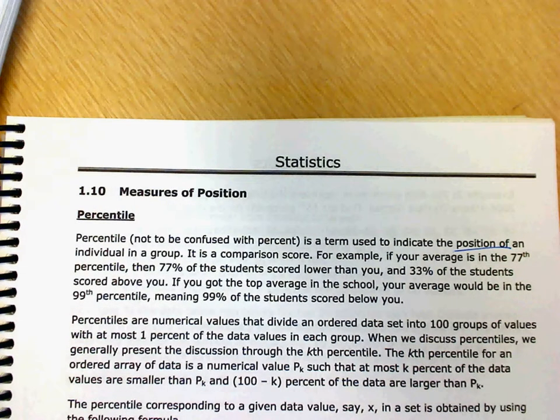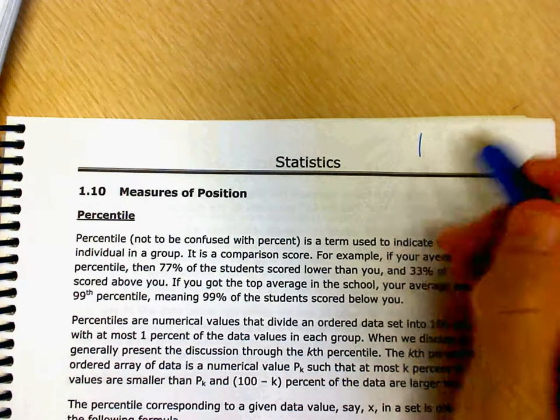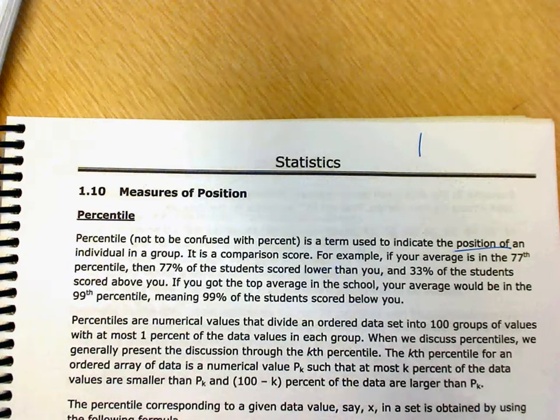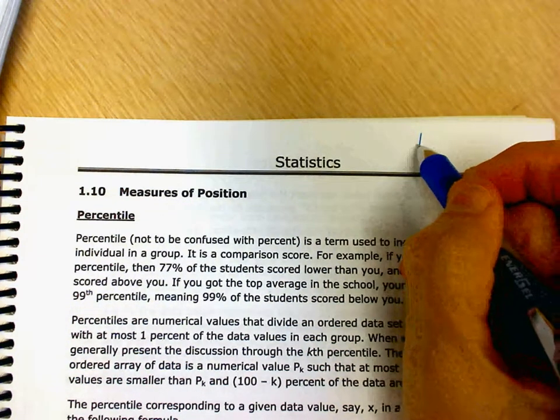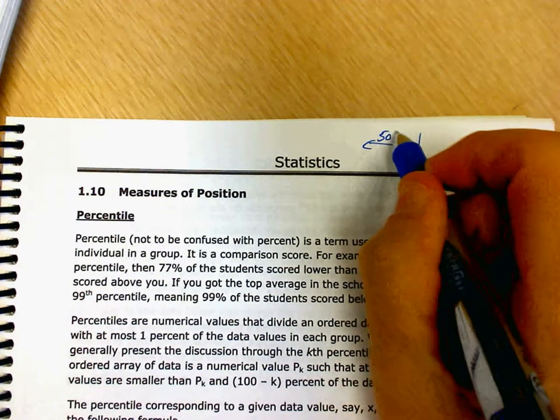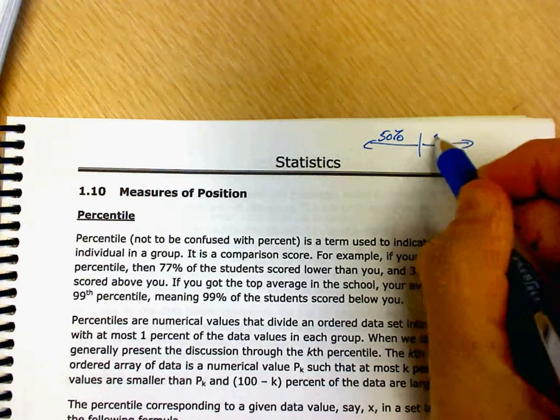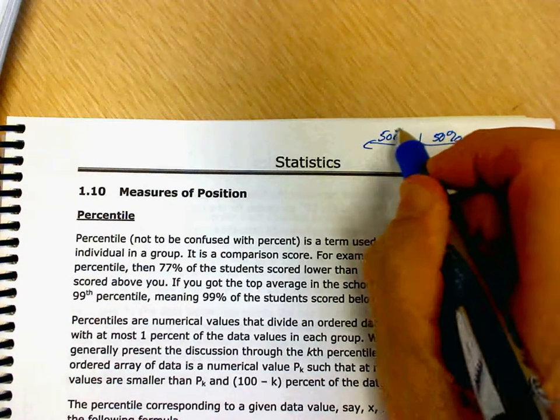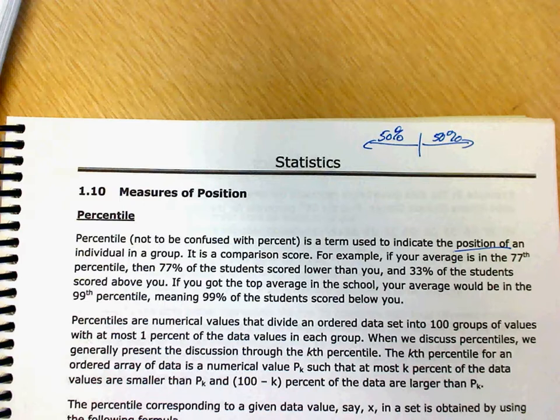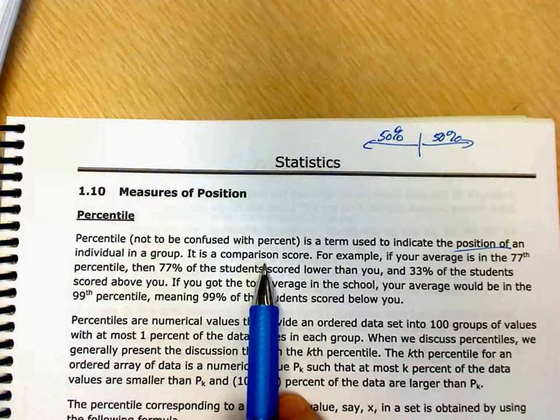What statistic have we discussed that is a measurement of position? Median, right? Median is a statistic that measures position because it tells you 50% are below and 50% are above. It is a comparison score.